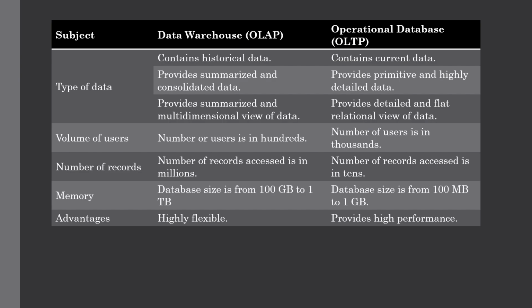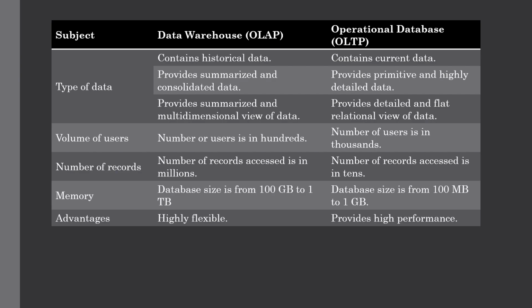Our next topic is number of records. As the data warehouse contains historical data, the number of records accessed will be in the millions for a big organization. On the other hand, the operational database, which contains only current data, will have the number of records accessed in the tens or hundreds, or we can say a low amount of data.